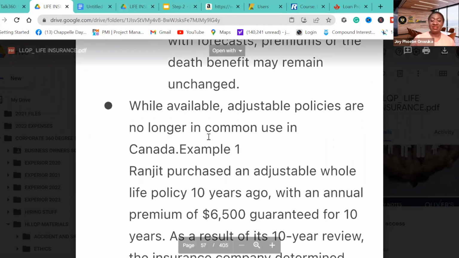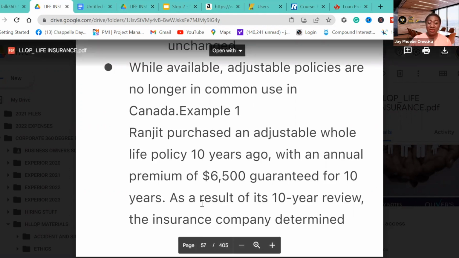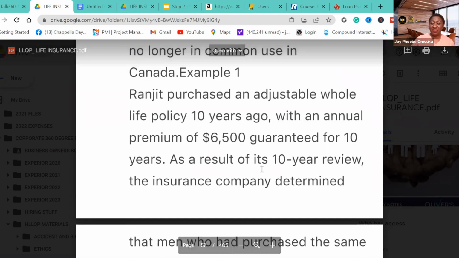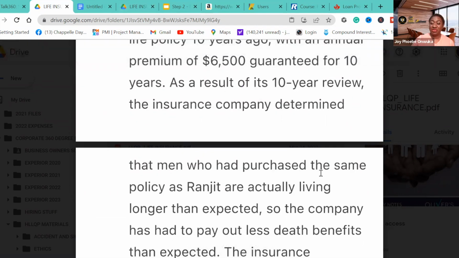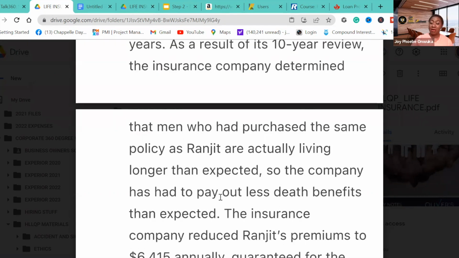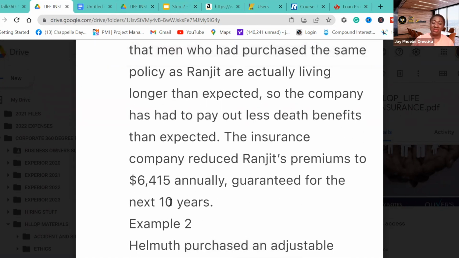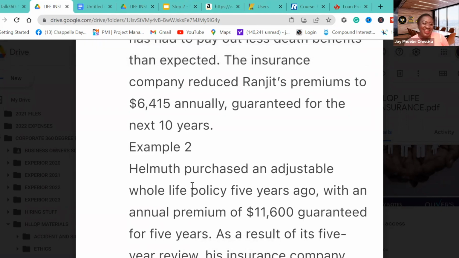You see, this is an example. Randy purchased an adjustable whole life policy 10 years ago with an annual premium of $6,500, guaranteed for 10 years. As a result of its 10-year review, the insurance company determined that men who had purchased the same policy as Randy's are actually living longer than expected. So the company has had to pay out less death benefit than expected, and the insurance company reduced Randy's premium to $6,415 annually, guaranteed for the next 10 years. Ooh, that's a very good one.